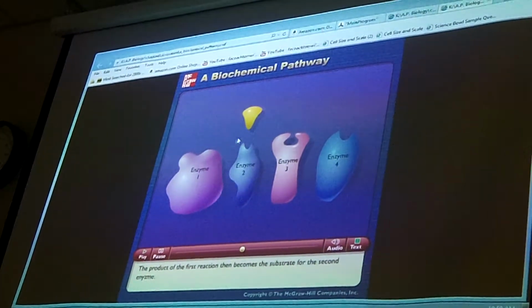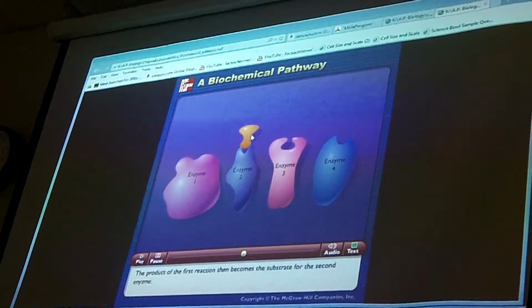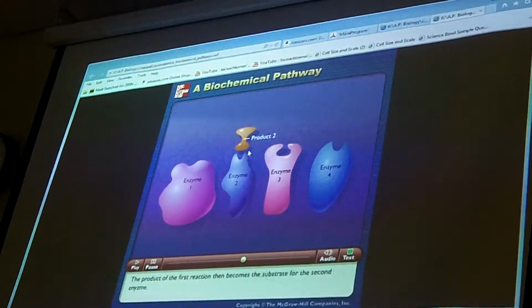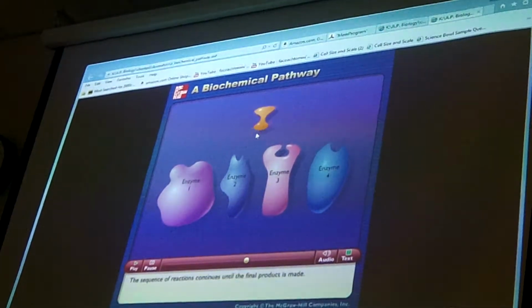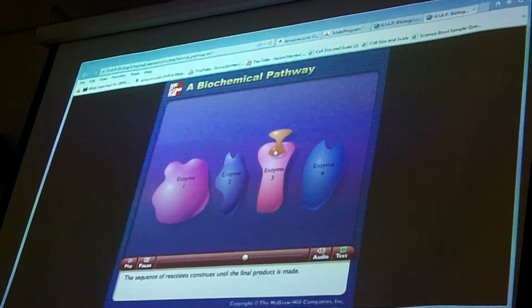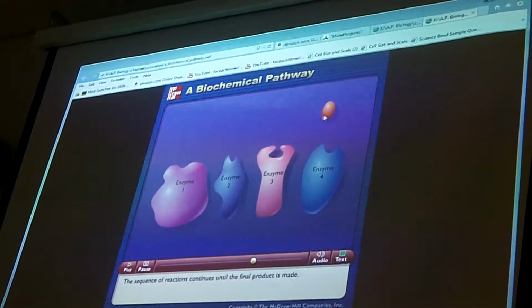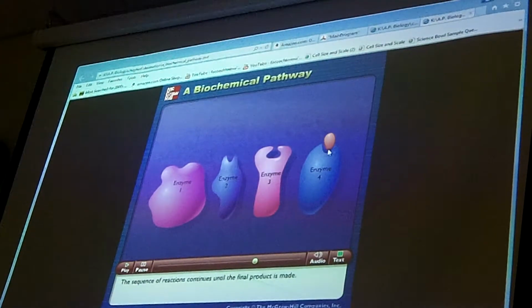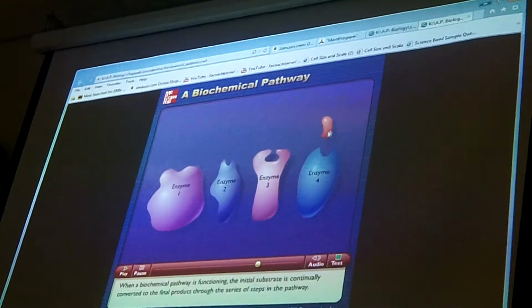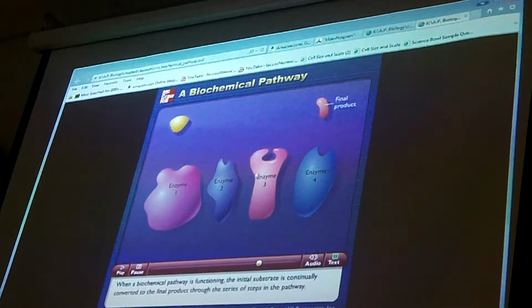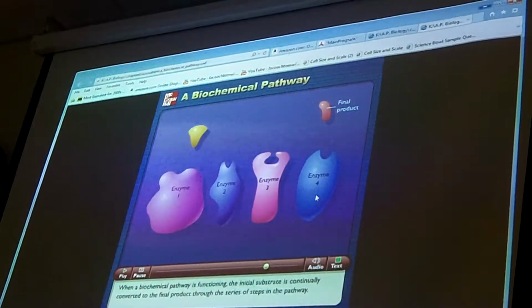See, often you need to make several changes to items to get them to make some final product. That's product 2. That's product 3. There it is. And finally, number 4. And there we have our final product. So we had to go through 4 enzymes to get this made.